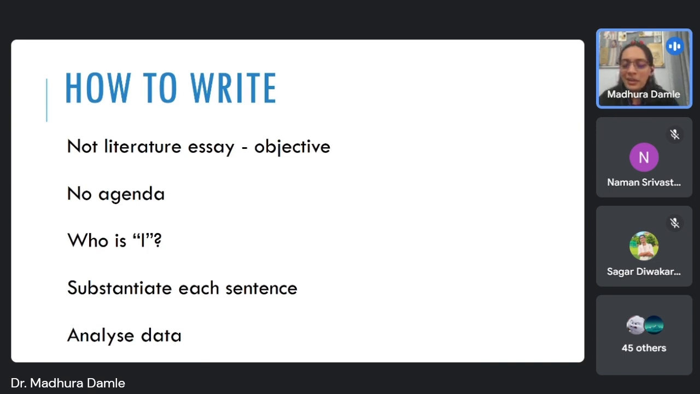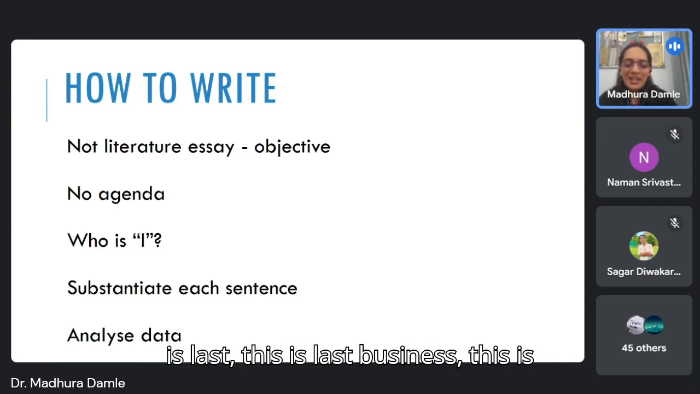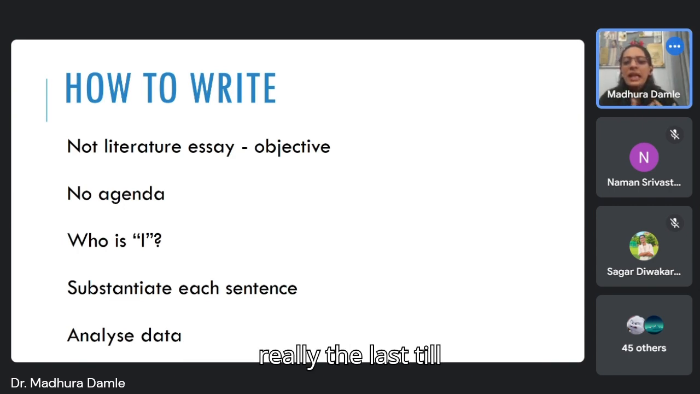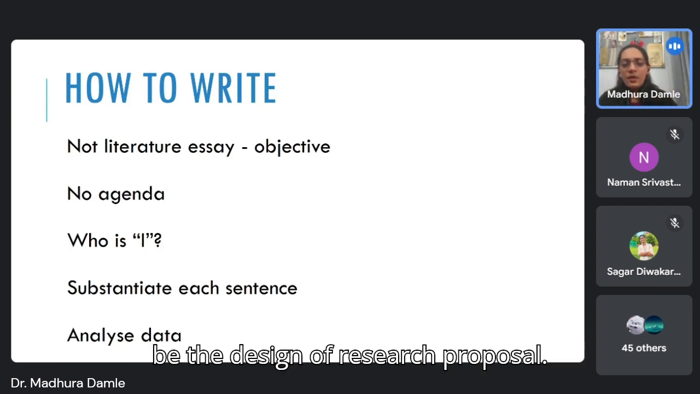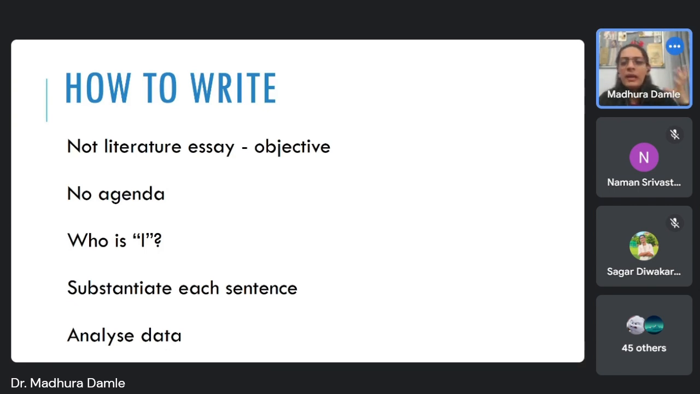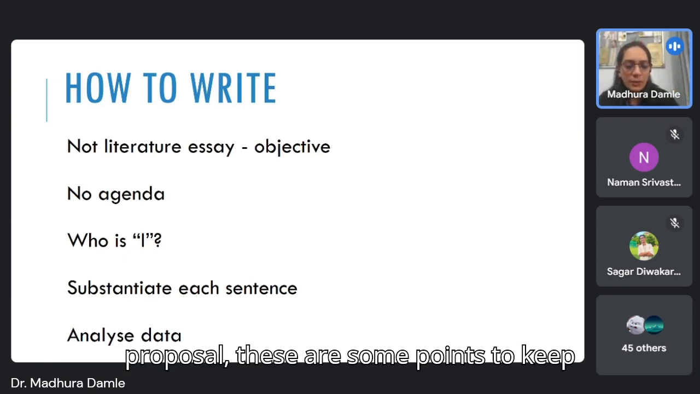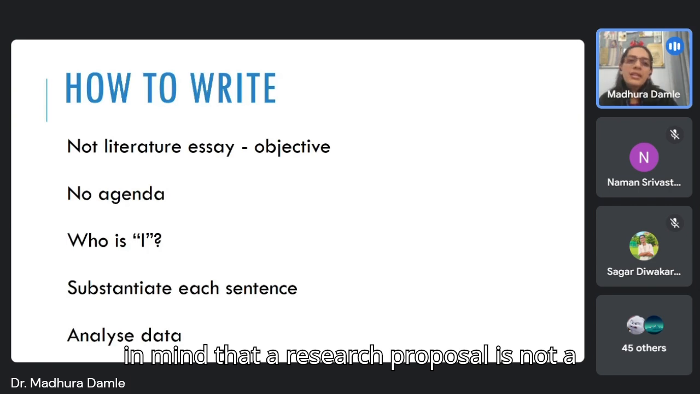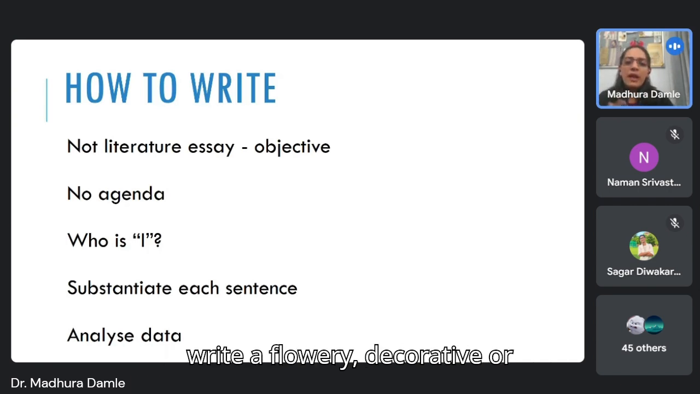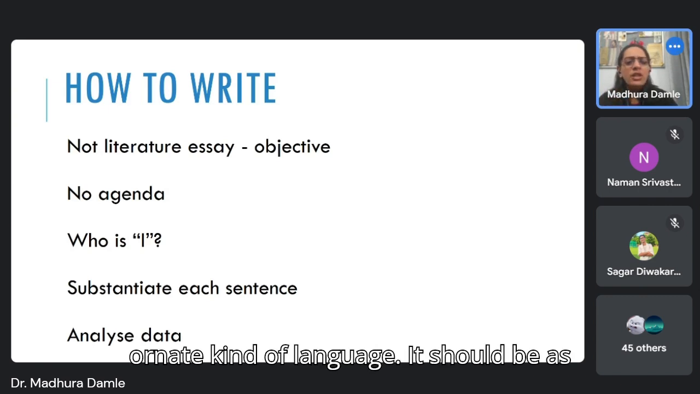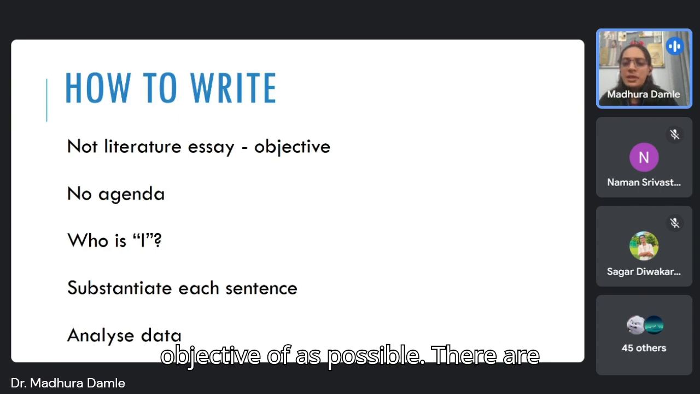Now, again and again I'm saying this is the last, but this is really the last. Till now, we talked about the design. What will be the design of a research proposal? Now, when we actually write a research proposal, these are some points to keep in mind: a research proposal is not a literary essay. So you don't need to write in a flowery, decorative, or ornate kind of language. It should be as objective as possible.